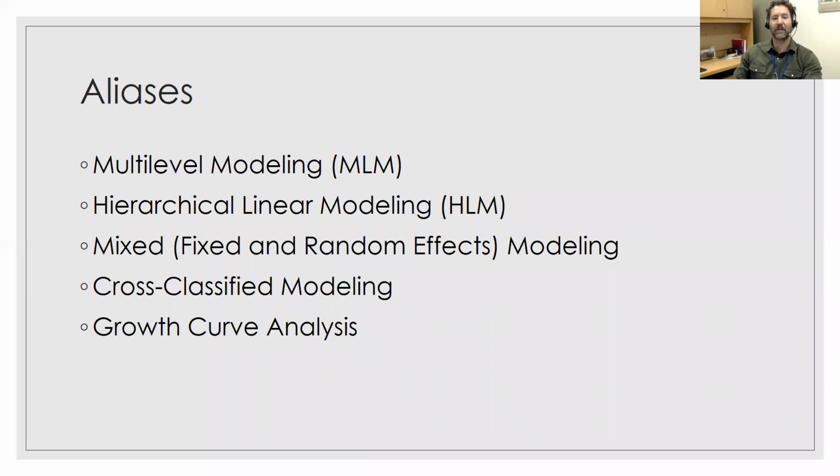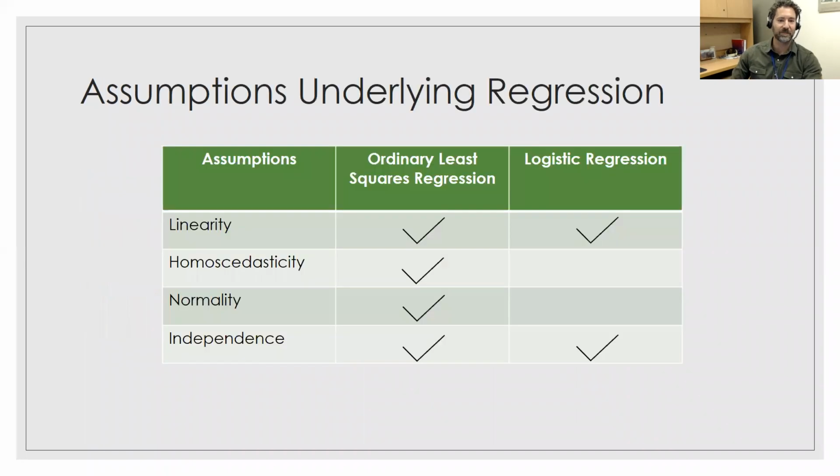So MLM goes by several different names, some of which you may have heard of, probably most not. It's commonly referred to as hierarchical linear modeling, mixed effects modeling, which refers to mixed fixed and random effects modeling, and it includes special cases of analyses such as cross-classified modeling, and it can be applied to growth curve analysis. I'm simply going to refer to this broad set of analyses as MLM. And the advantage of MLM is that it addresses a key shortcoming of ordinary least squares regression and other generalized linear models, including logistic regression.